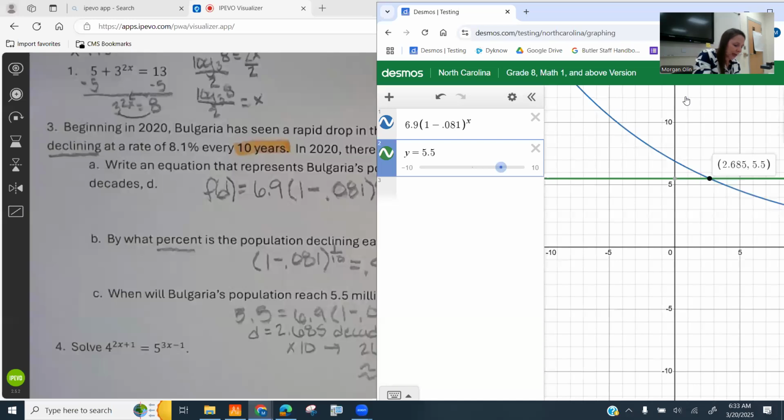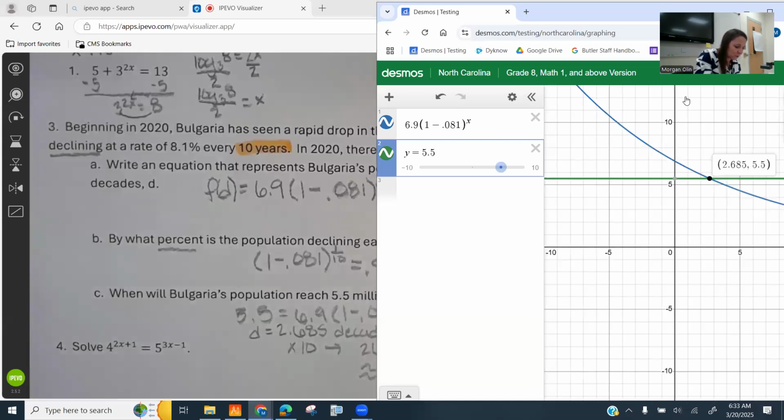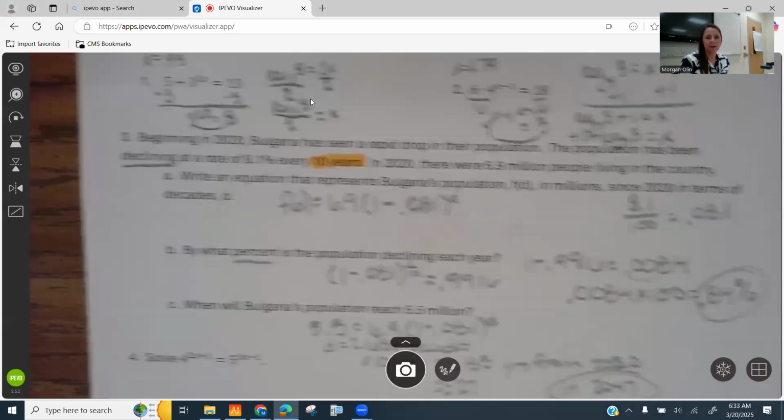All right, so when I go and add that, we'll just round this to approximately 27 years. And when I add that, it will be in 2047. Oops, and you didn't see anything I was writing right there.